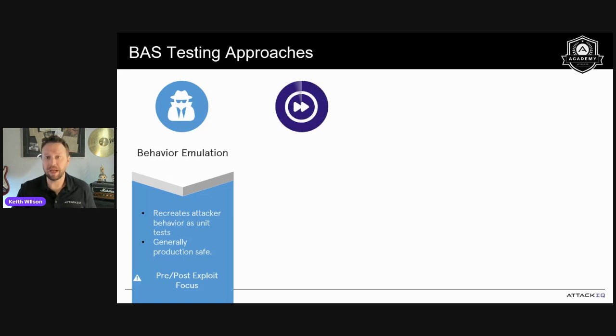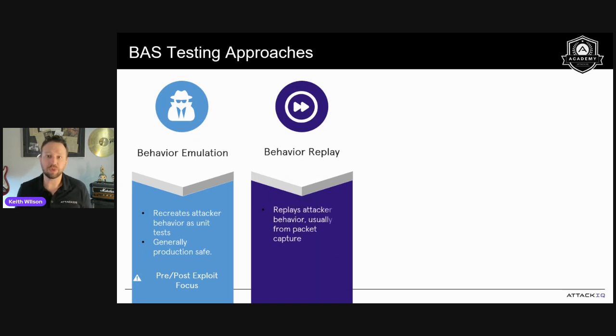Now, behavior replay is generally done by replaying packet captures of actual attacks. It allows you to replicate the actual behavior of an attacker, including actual exploitation. And behavior replay allows for more robust network-based testing. And testing actual behavior with actual exploitation could also be a drawback if you desire to test your production assets, because these tests are a bit harder to make safe. Right, you have to be very certain that the replay that you're playing is safe.